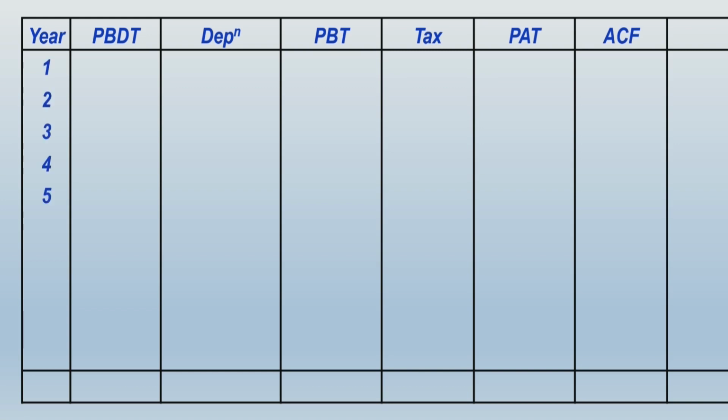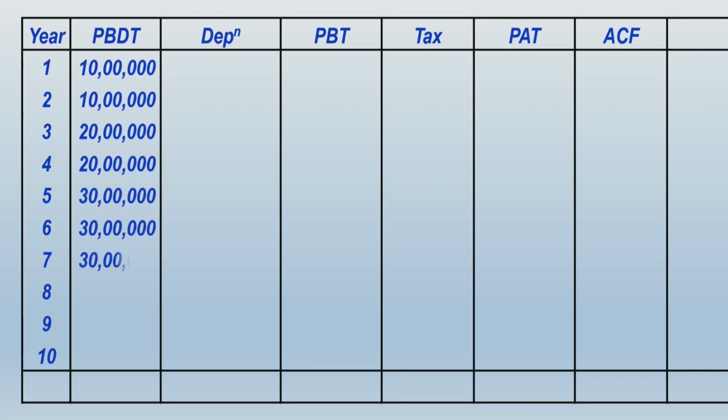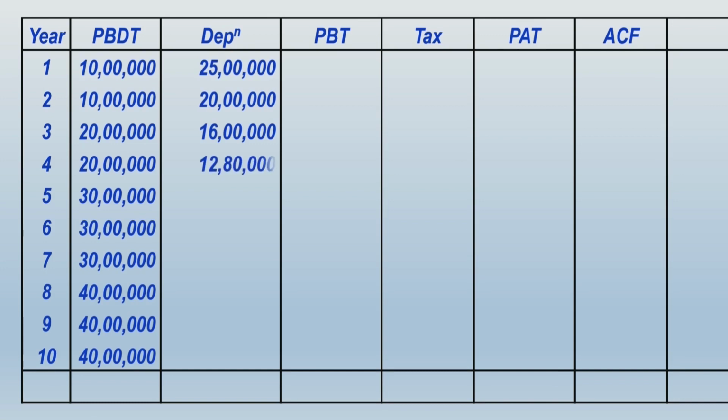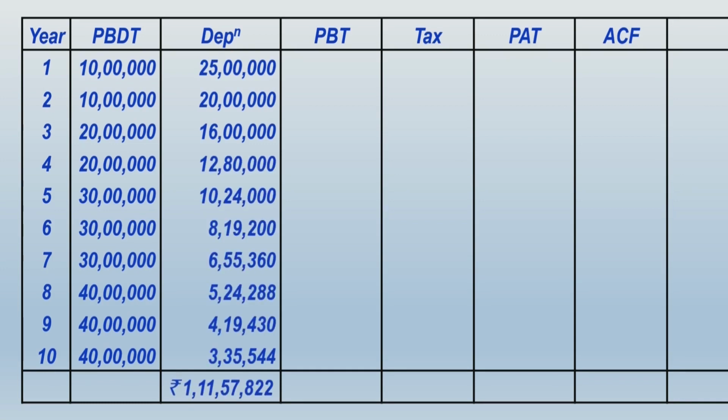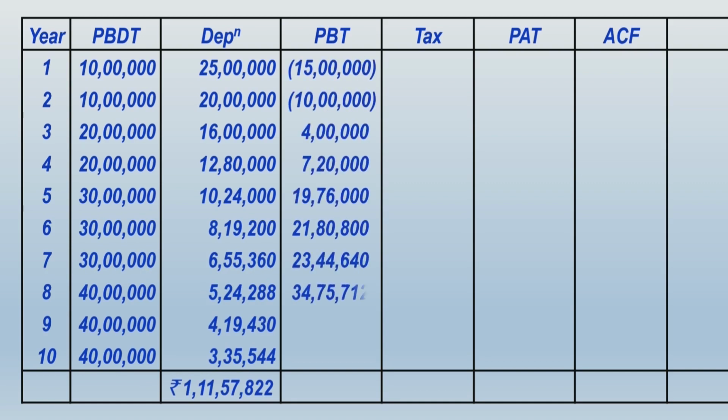So what I want you to do is, from year 1 to 10, the amount of profit before depreciation and tax is reported in the question. Thereafter, depreciation you will work out on WDV basis, and you will not forget to take the total of depreciation column. Thereafter, you work out the amount of profit before tax. Now, what is to be done ahead? Let me explain this to you.